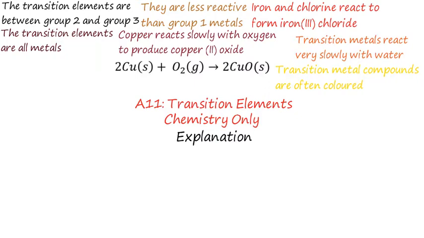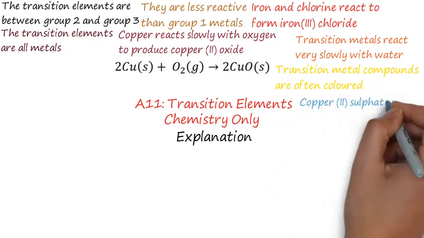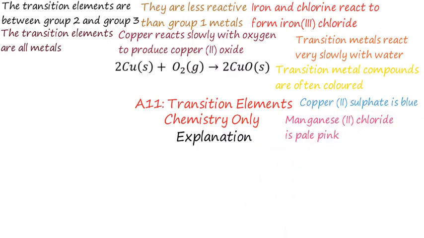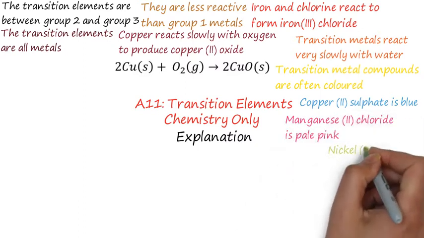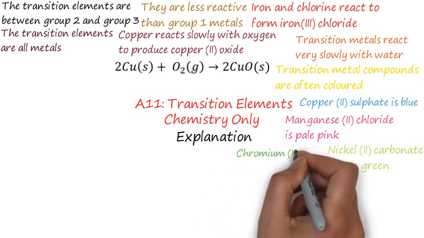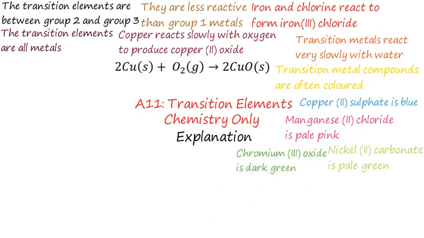Transition metal compounds are often highly coloured. Some that you may be familiar with include copper(II) sulfate, which is blue, manganese(II) chloride, which is pale pink, nickel(II) carbonate, which is pale green, and chromium(III) oxide, which is dark green.